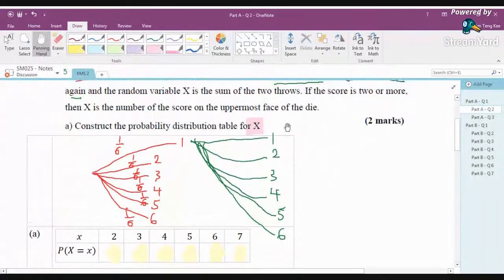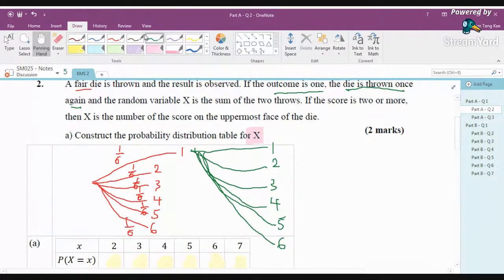So this is what happens in the result. And with that, next, if the score is 2 or more, that means the rest of these, 2, 3, 4, 5, 6, then we don't throw another time, but we just come to a conclusion on what the score is referring to. So let's see now. X refers to the end score that we have. And let us try to analyze each of the situations here. So if the outcome is 1, the dice will be thrown 2 times, where the first outcome is 1 and the second outcome can be 1 until 6.